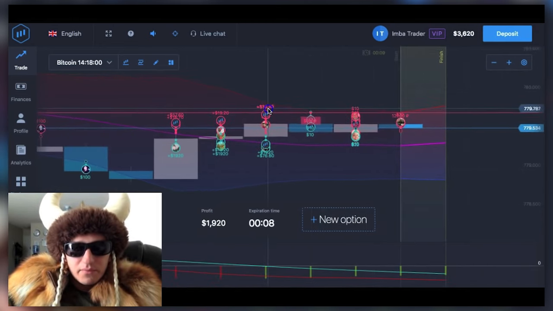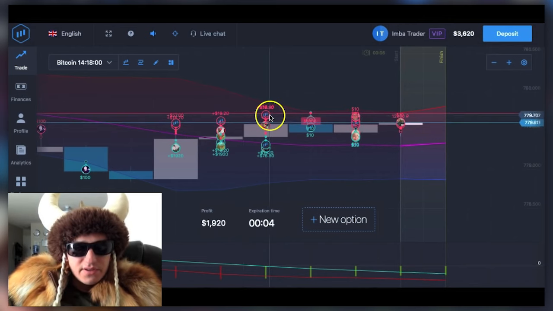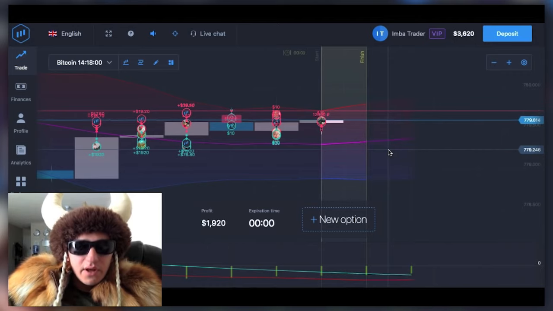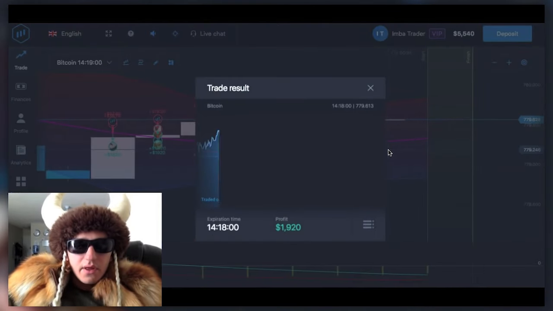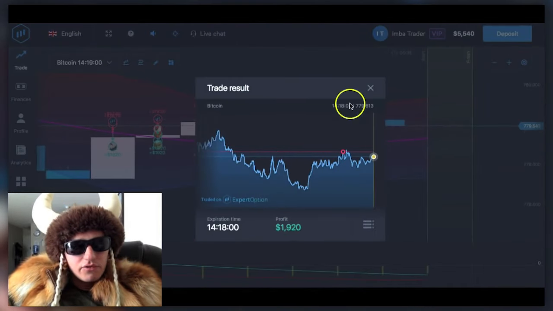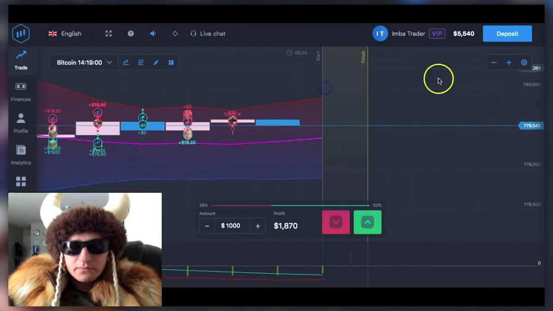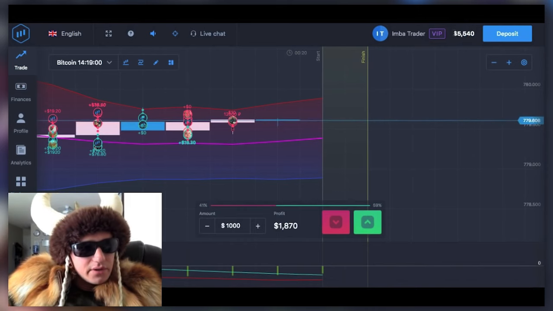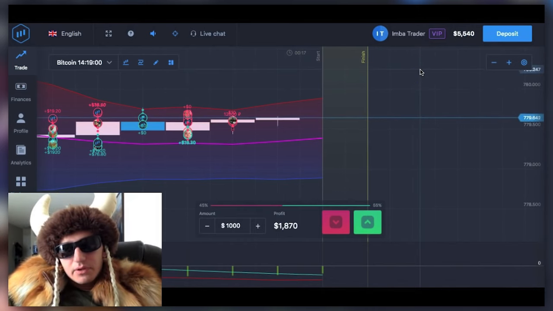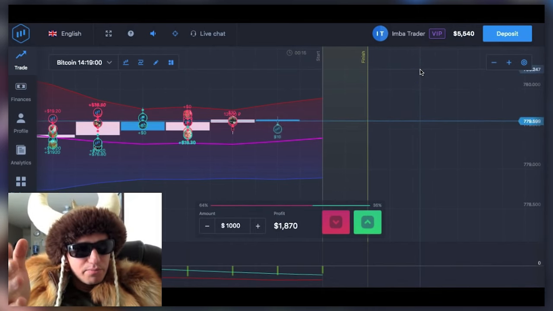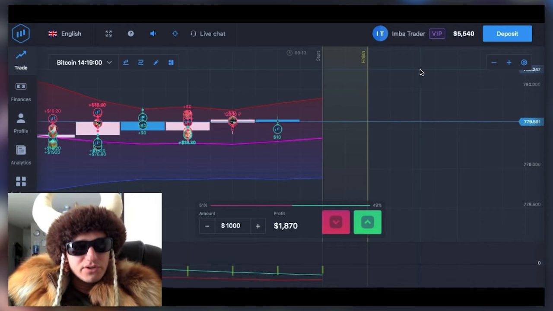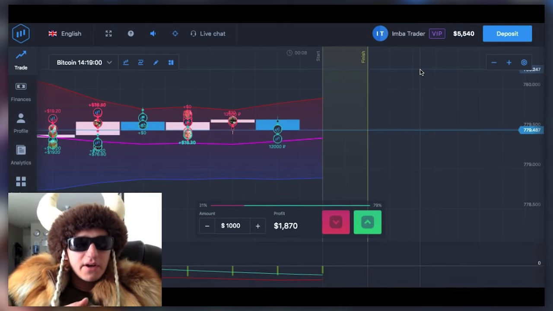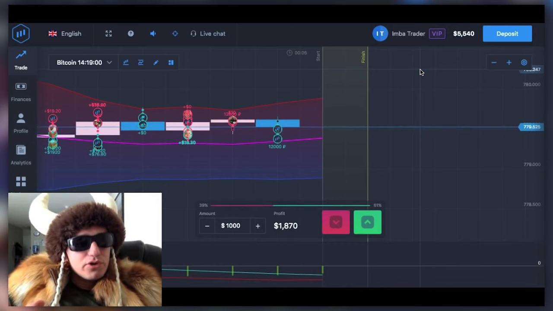We do see how many trades the other people were making during these same periods, and this is it. $1,900 profit. We started with $4,000. We ended with $1,500 profit within 10 minutes or so. I congratulate myself with that, and I hope you enjoyed it.